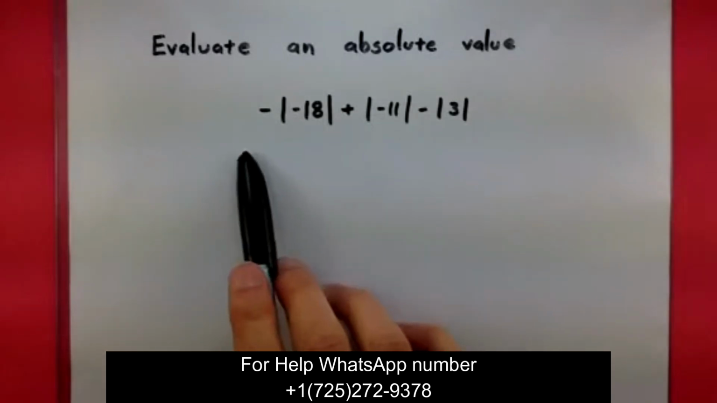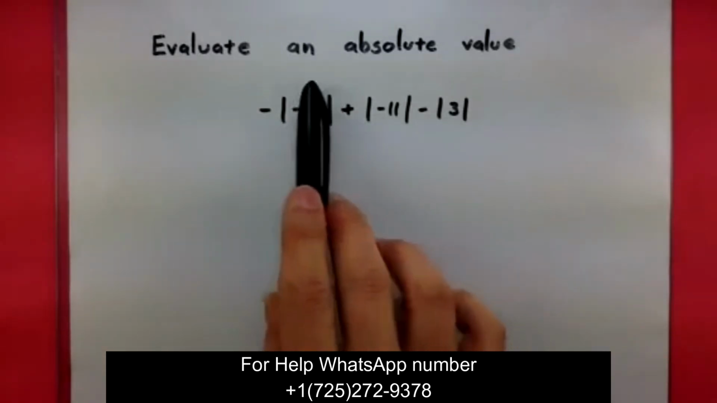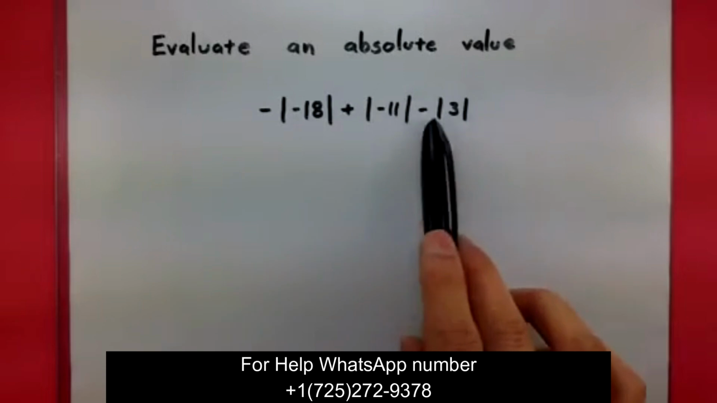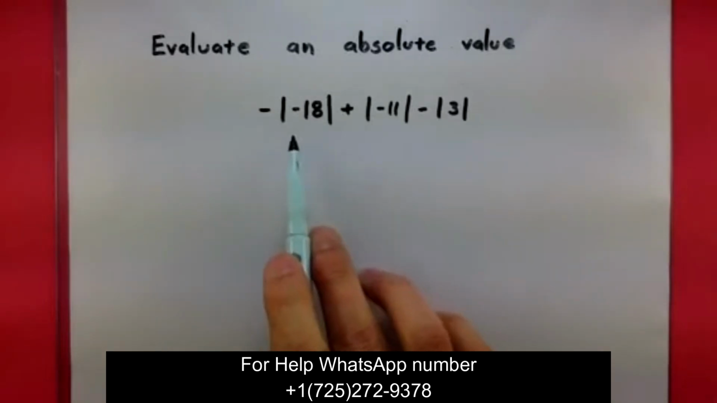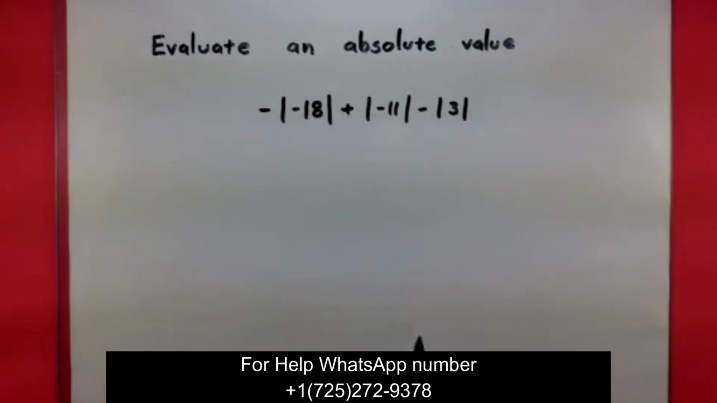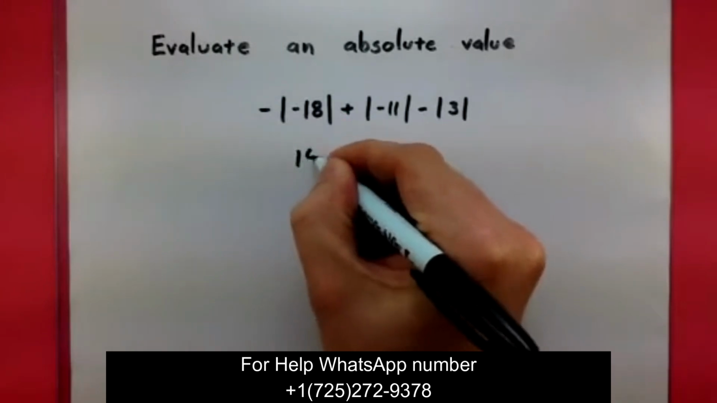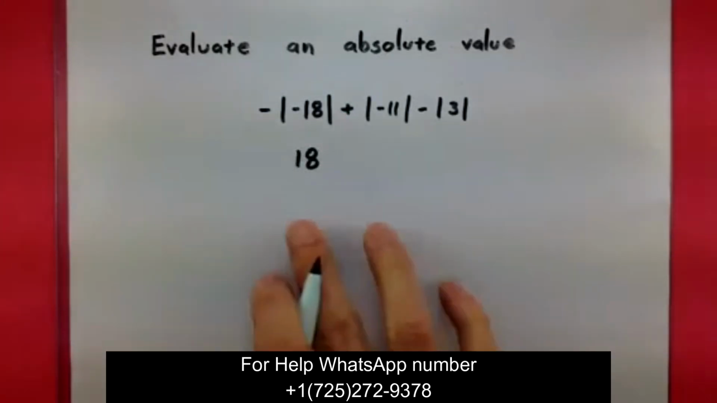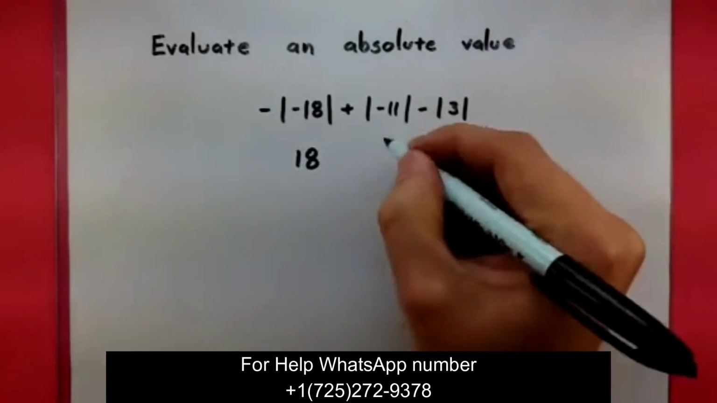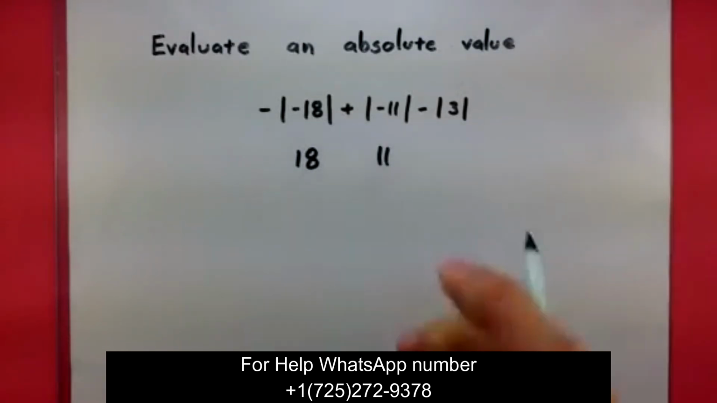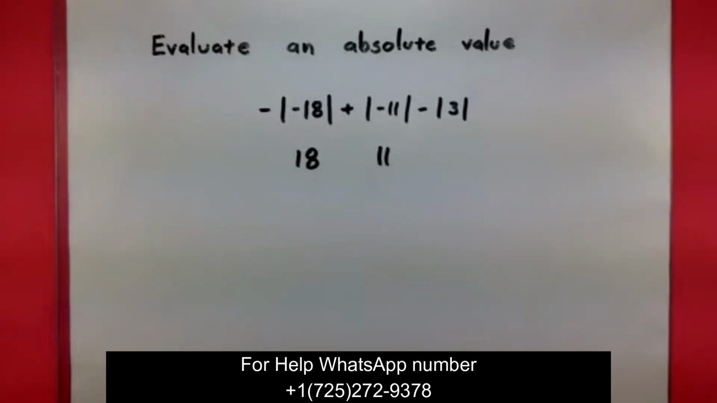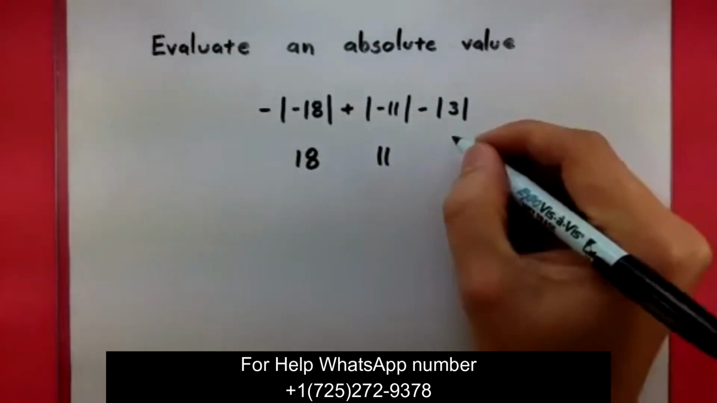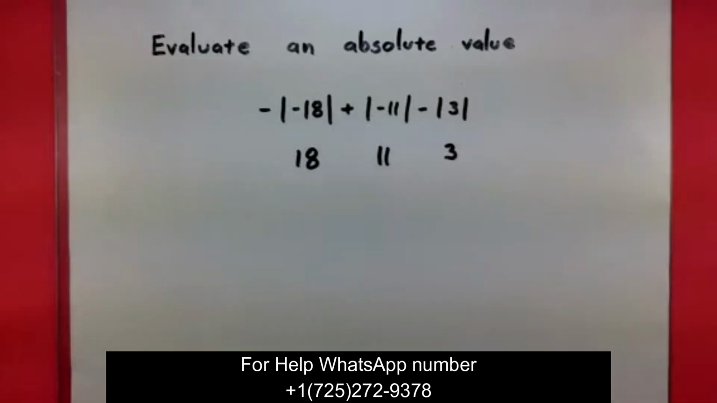So in the expression that I have laid out here, there are 1, 2, 3 absolute values. Let's see how we evaluate each of these. So in the first one I have a negative 18 inside absolute value, and I make that a positive 18. Moving on to the next one, a negative 11 becomes a positive 11. And the last one, well, it's a positive 3. And so I still keep it a positive 3.